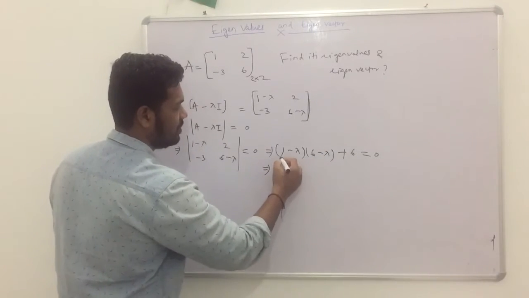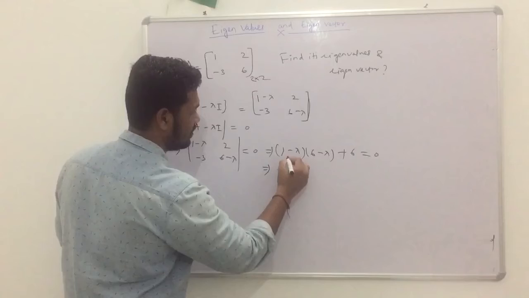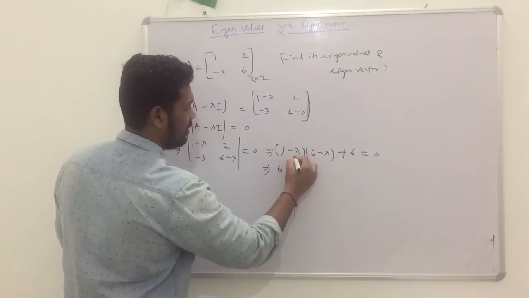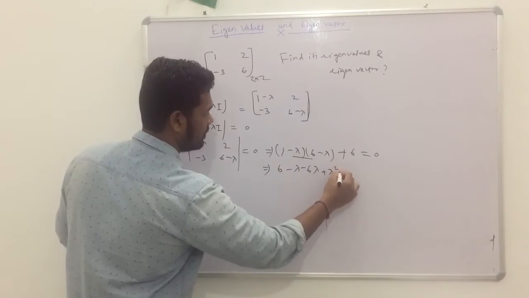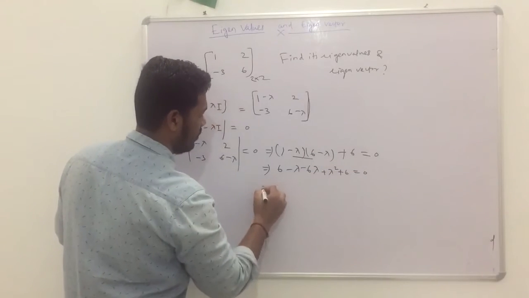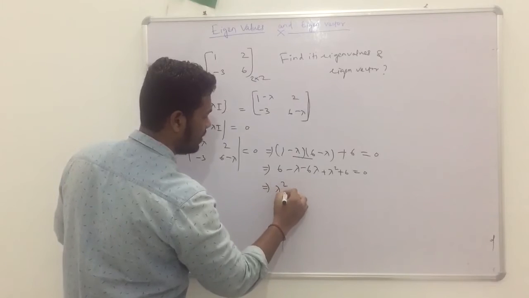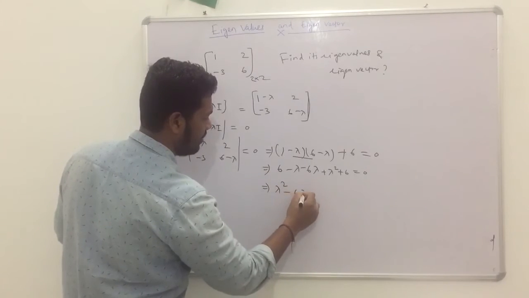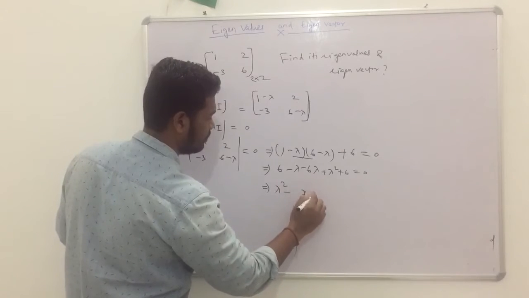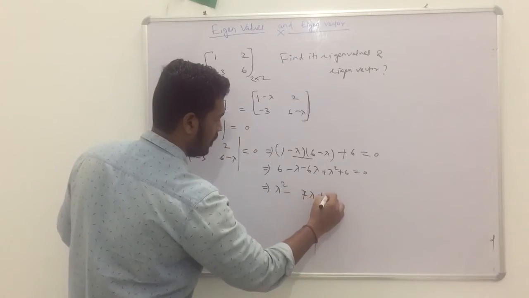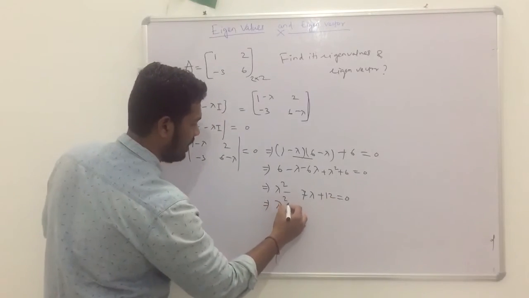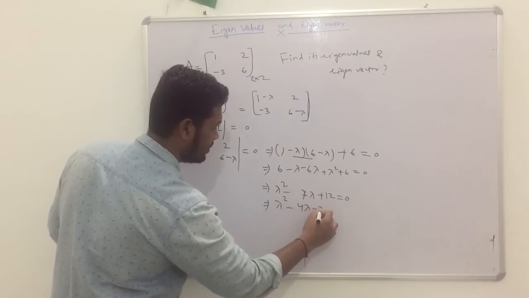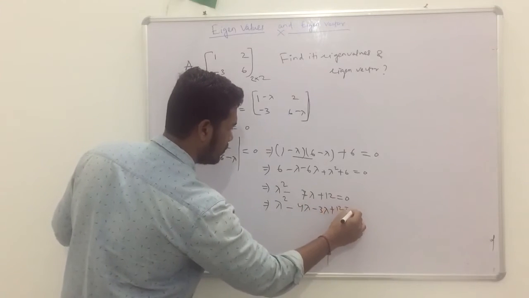This is a very simple way. Just multiply 1 into (6 minus lambda), then minus 6 lambda, then plus lambda square, plus 6 equals 0. So if you arrange in order, you will get lambda square minus 7 lambda plus 12 equals 0. Just factorize it, you will get lambda square minus 4 lambda minus 3 lambda plus 12 equals 0.